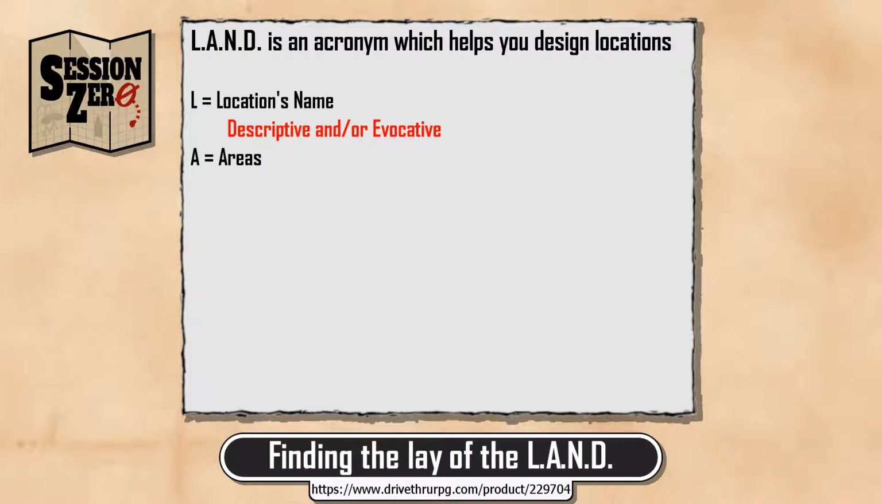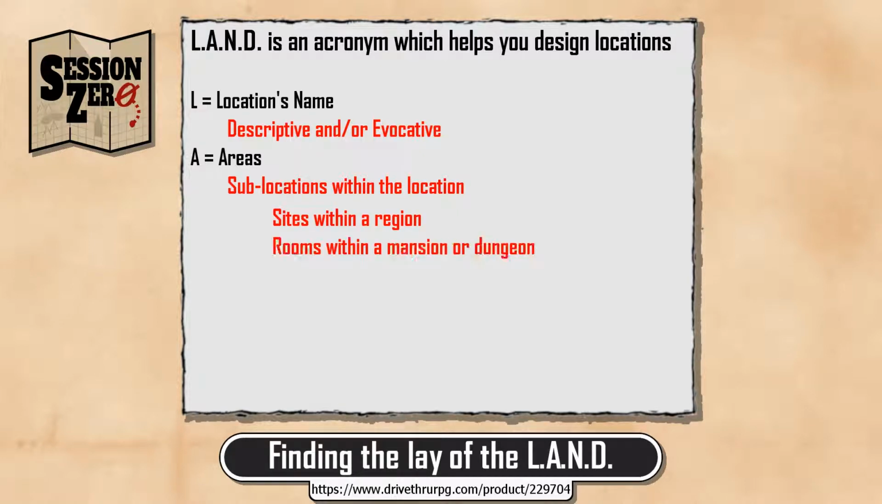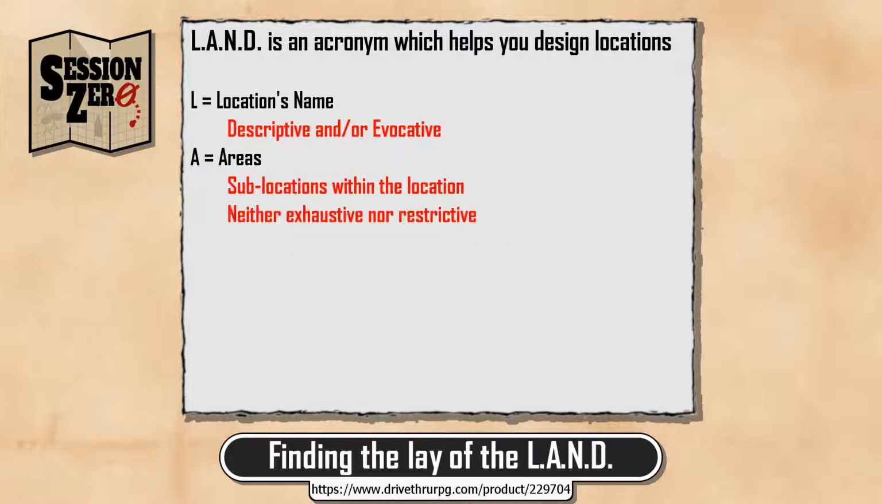A is for areas. Areas are sublocations within the location. These might be sites within a region or rooms within a mansion or dungeon. Their names should also be descriptive and evocative when possible, because you can write L.A.N.D entries for them as well. And I'll talk about nesting locations here in a bit. You need not list every conceivable area for a location. Just because you haven't listed an area doesn't mean it won't show up there. And on the other hand, even if you have listed an area, there's no reason that you must include that area when you get to your game.